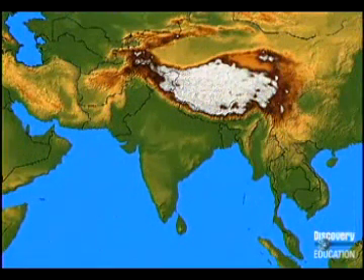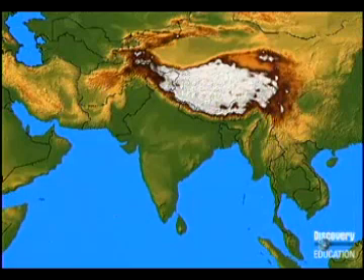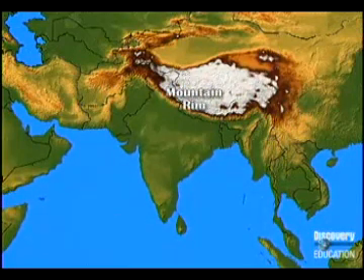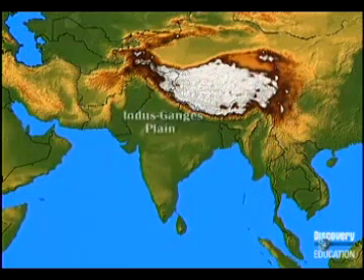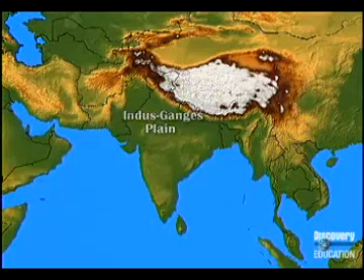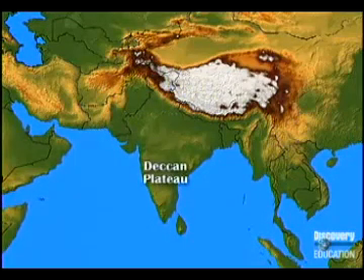There are three major geographic regions in South Asia: the northern mountain rim, dominated by the Himalayas, the plains of the Indus and the Ganges rivers, and the Deccan Plateau toward the south.